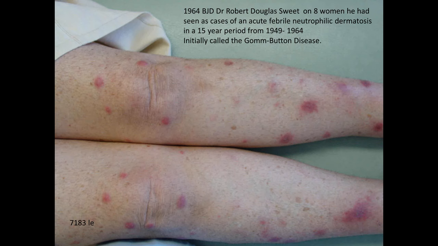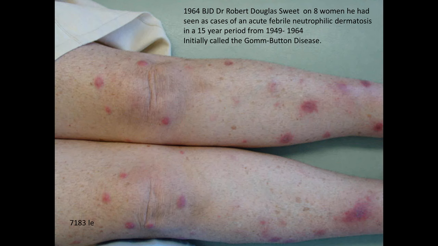The first set of cases were published by Dr. Robert Douglas Sweet in 1964 in the BJD. And he described 8 women he had seen with cases of what he called acute febrile neutrophilic dermatosis in a 15-year period from 1949 to 1964. Now, he initially called it the gum button disease. These were the surnames of the first 2 patients that he had seen, but I think I'm glad that it was eventually named after Dr. Sweet.